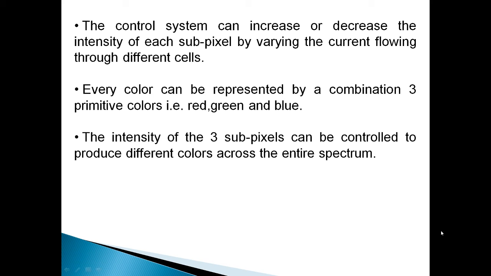Every color can be represented by a combination of three primary colors, that is red, green and blue. The ultraviolet photon hits a phosphor atom. One of the phosphor electrons jumps to a higher energy level, and when the electron falls back to its normal energy level, it releases the energy in the form of a visible light photon. The control system can increase or decrease the intensity of each subpixel by varying the current flowing through different cells. The intensity of the three subpixels can be controlled to produce colors across the entire spectrum.